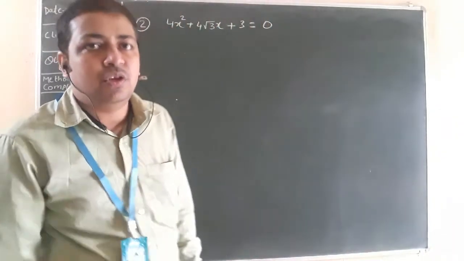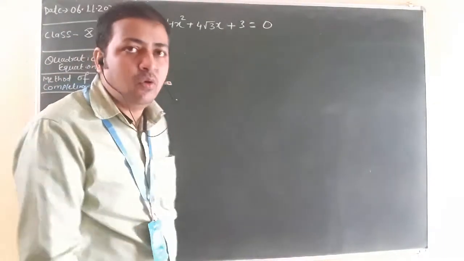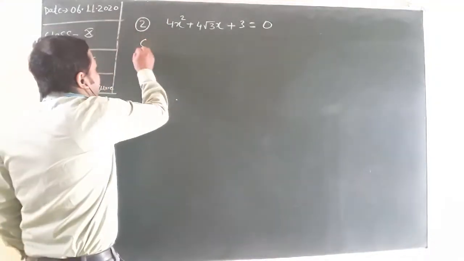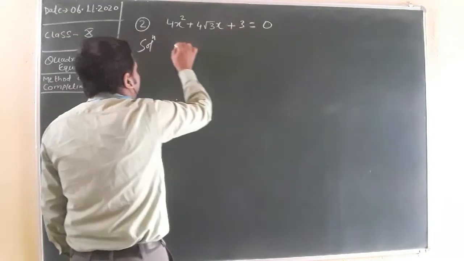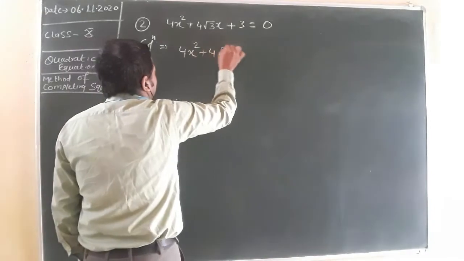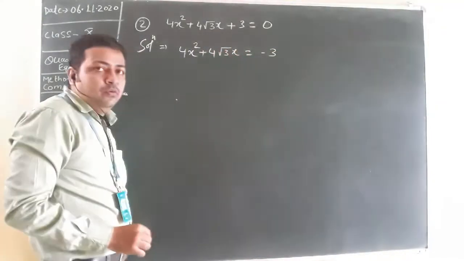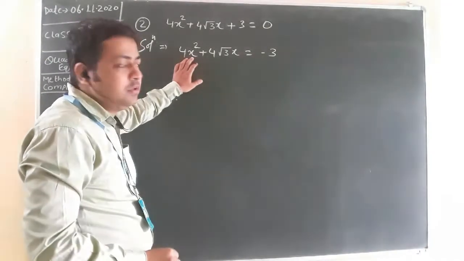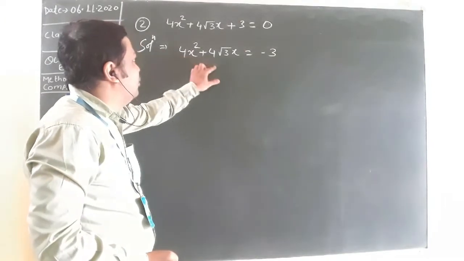Now see, this is question number 2. I have to solve this question. If you go my way, you have to do the same as I am doing. The solution will be that first I have transferred this constant term to that side. So it will be 4x square plus 4 root 3x is equal to minus 3. Now you have to reduce the coefficient of x square to 1. For this we have to divide both sides by 4.